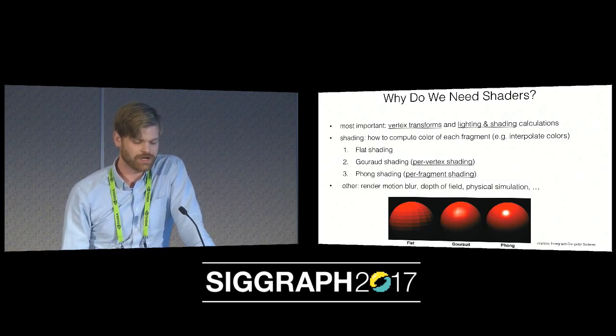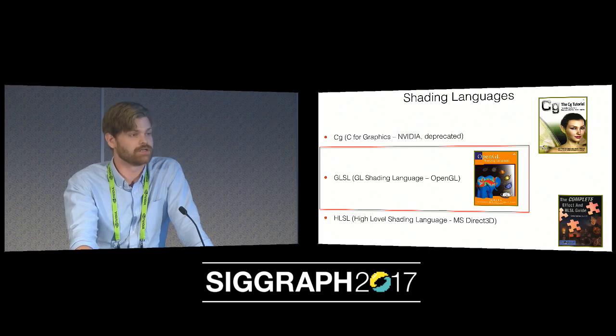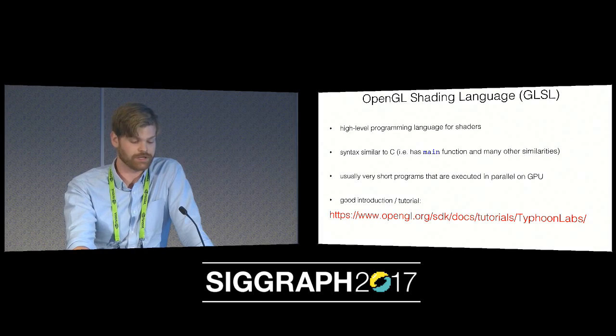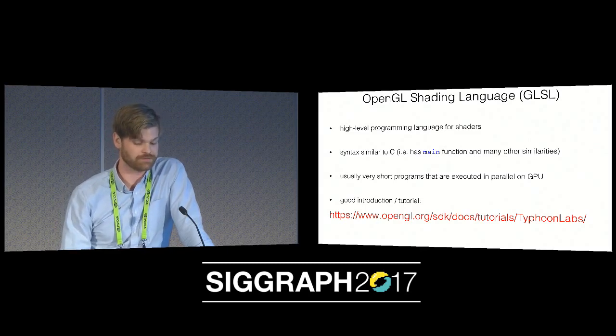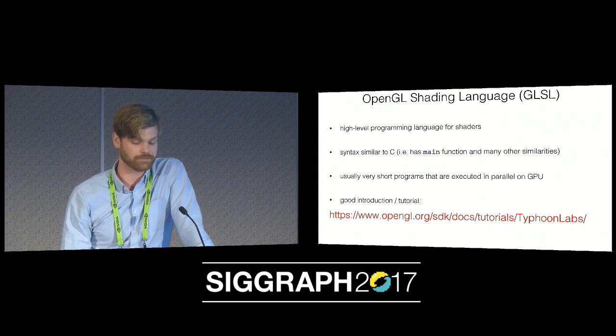So for the shading languages that we have at our disposal, we have Cg, introduced by NVIDIA, which is deprecated for now. GLSL, which is the shading language for OpenGL and WebGL, is the one that we end up using. And there's HLSL, which is the corresponding one for Direct3D. So like I said, we use GLSL, which is just a high-level programming language for shaders. It allows us to avoid a lot of the nitty-gritty stuff that goes on under the hood. The syntax is similar to C, and these are usually very short programs that we implement on the GPU itself. There's a bunch of tutorials on this stuff. I'm not going to go into super detail on the shaders, but you can find those references online.